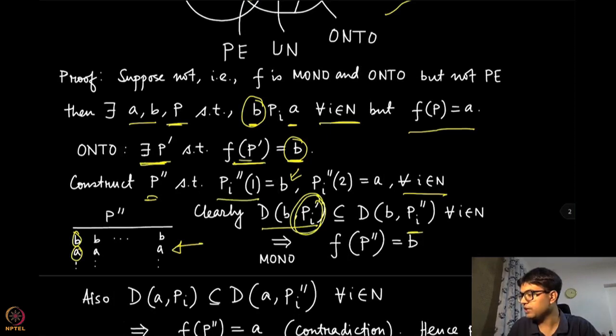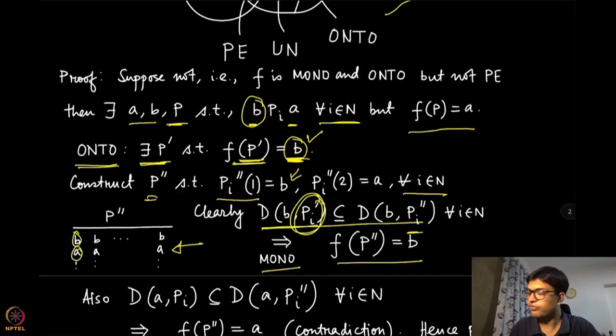And now we also know that this function is monotone. So we know that in PI prime the outcome was B. That is by the definition of ontoness. So if the outcome was B and your dominated set was weakly increasing, then by monotonicity we know that the outcome will remain the same. So that's fair enough. Let's say this is point one, where the social choice outcome at PI double prime is equal to B.